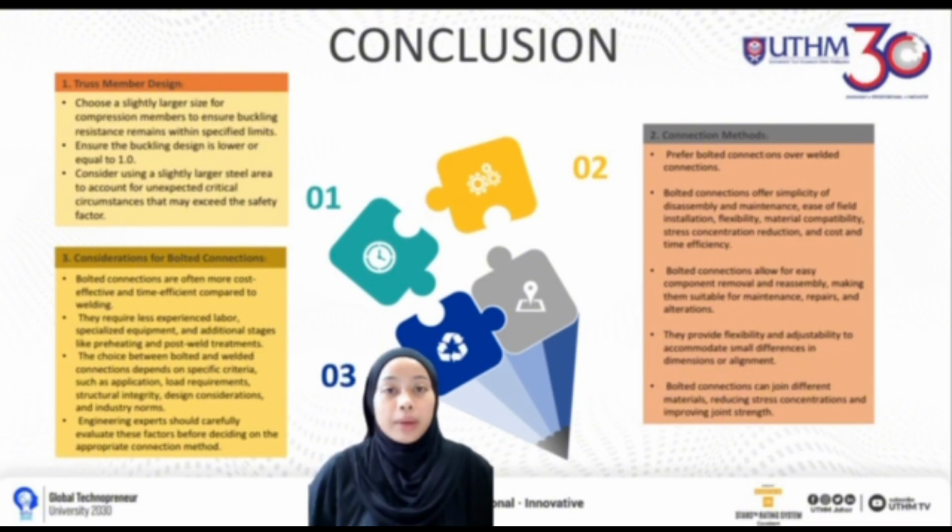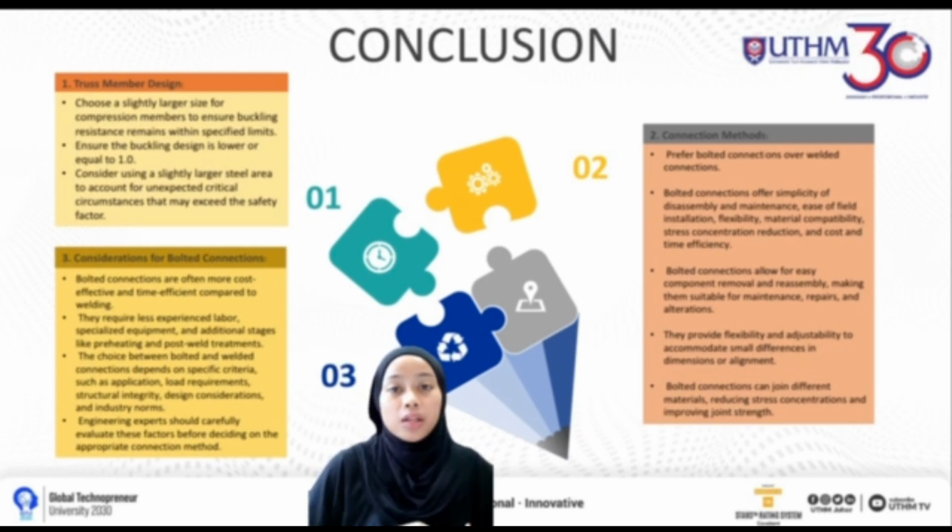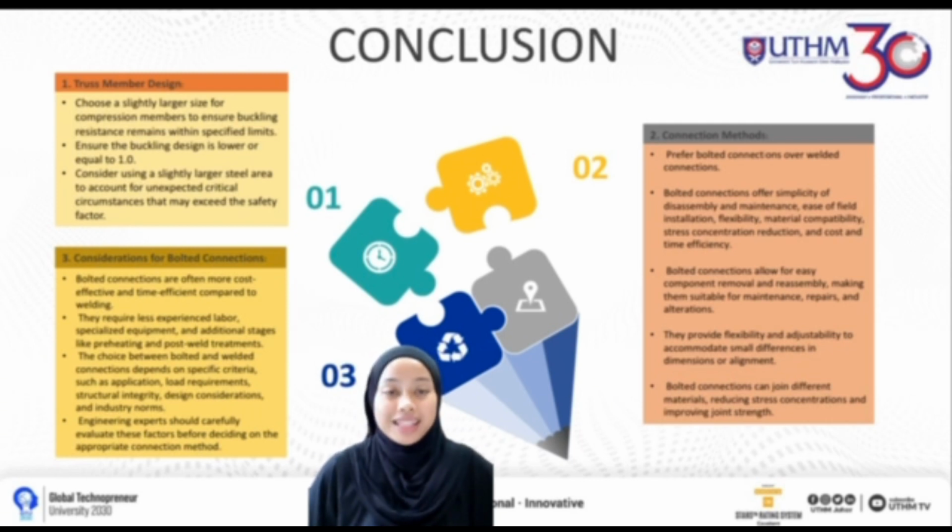In conclusion, by implementing these recommendations, the performance of truss designs can be enhanced, ensuring safety and optimizing the economic value in the design process.